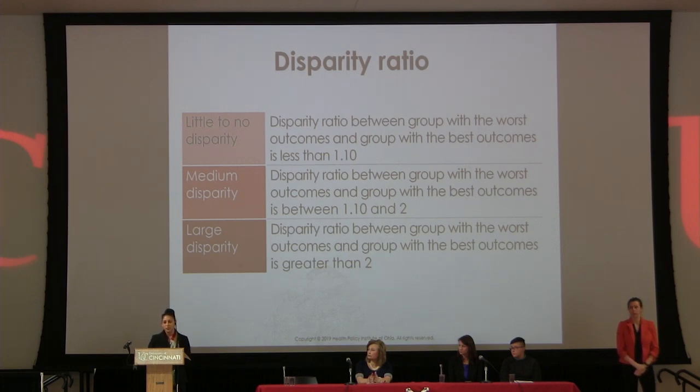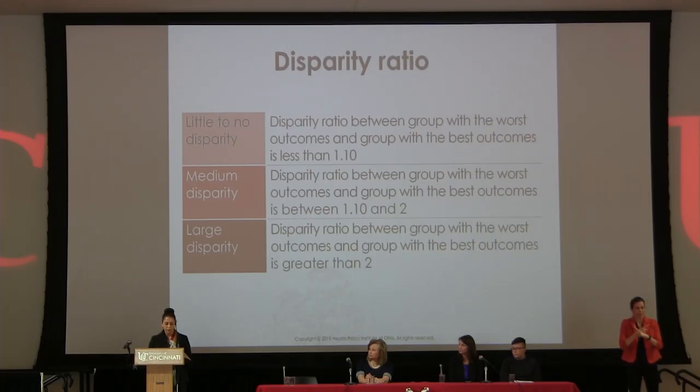We measure the magnitude of difference between the group with the best outcomes. So for example, if we were looking at people with disabilities, we would look at those with disabilities and those without, and examine the magnitude of difference between the group that had the best outcomes, which are oftentimes people without disabilities, and then the group that had the worst outcomes, which would oftentimes be people with disabilities.